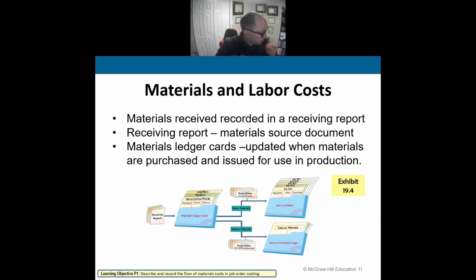Earlier, I had said, for each job, in order to receive our direct materials from our raw materials warehouse or raw materials yard, I complete what's called a job requisition form or a requisition form. The requisition form is filled out to request materials from the raw materials warehouse for that specific job. Okay? Requisition form.